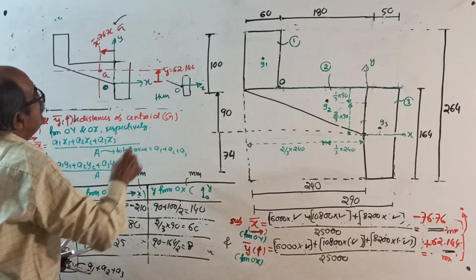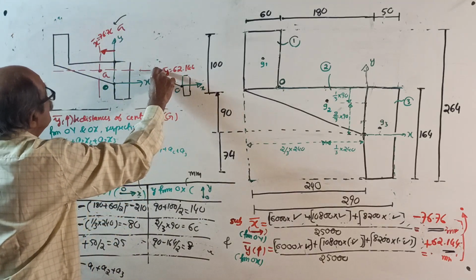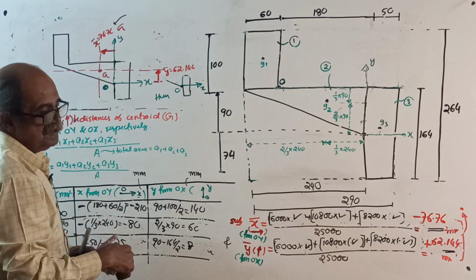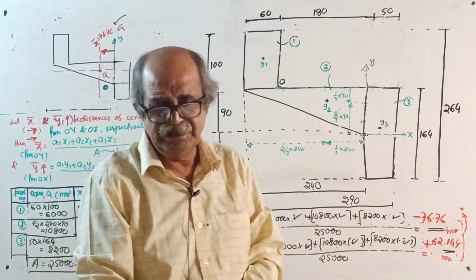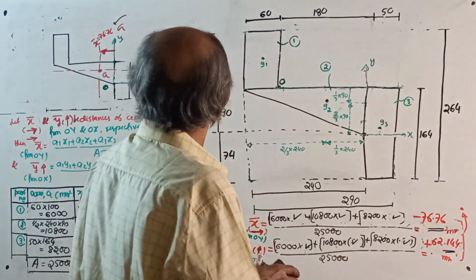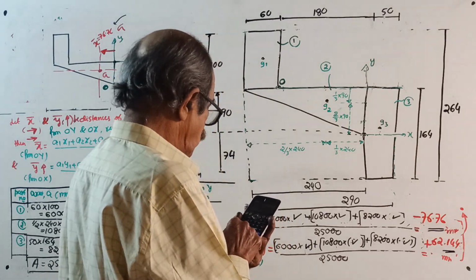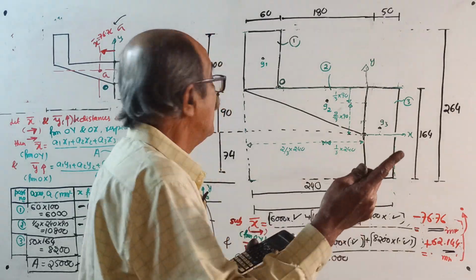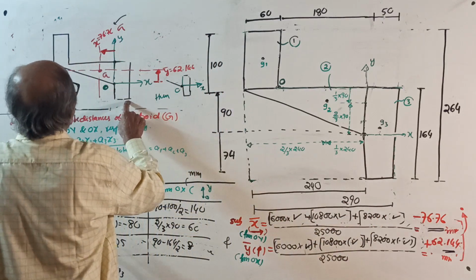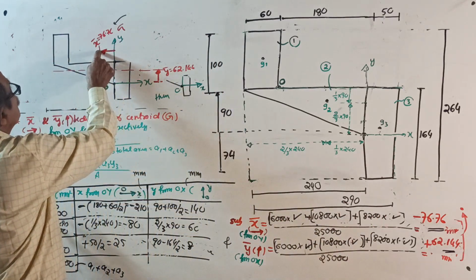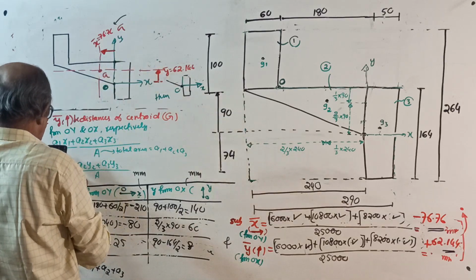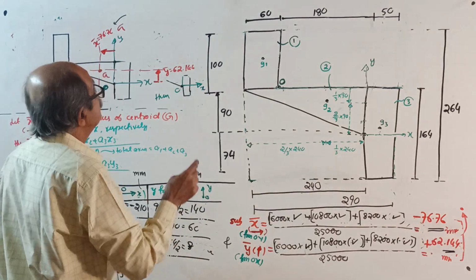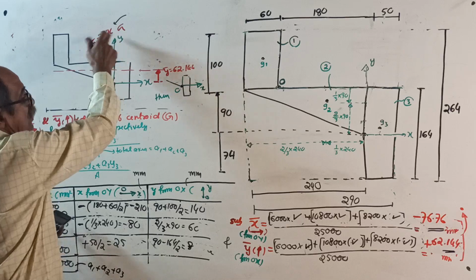Or do one thing. If this is 62.144, and this is 74, check the answer. 62.744 plus 74 is 136.744. Yes, that is the answer you got earlier. And if this is 76.76, and this is 50, 76.76 plus another 50 will give you 126.76. Yes, that is the answer we got.